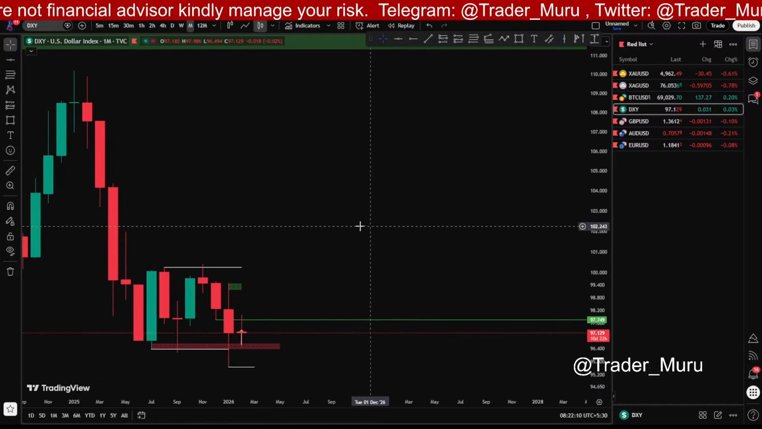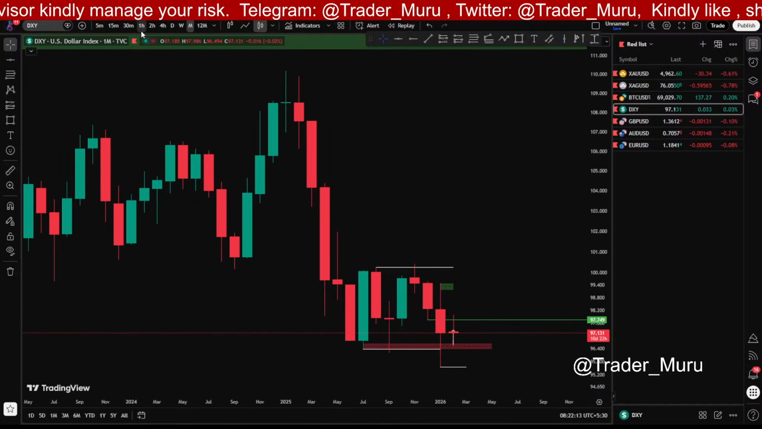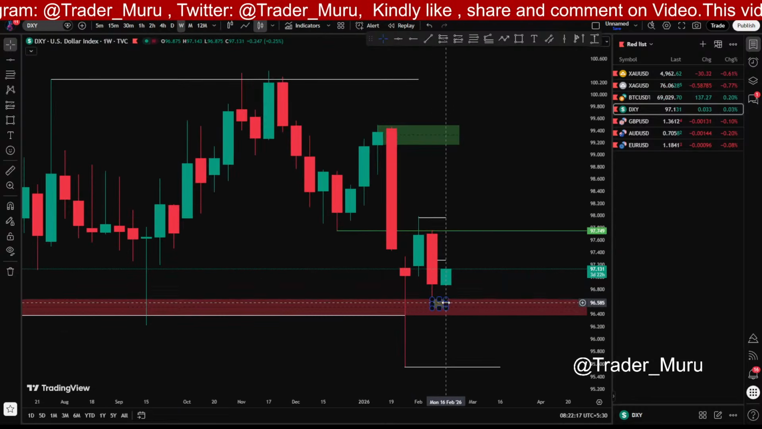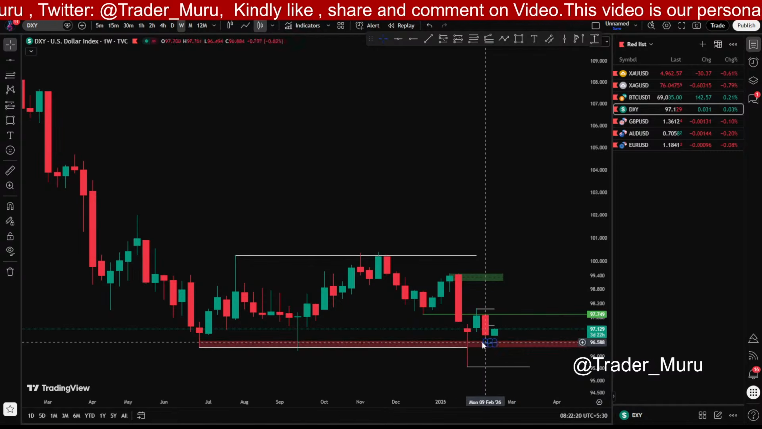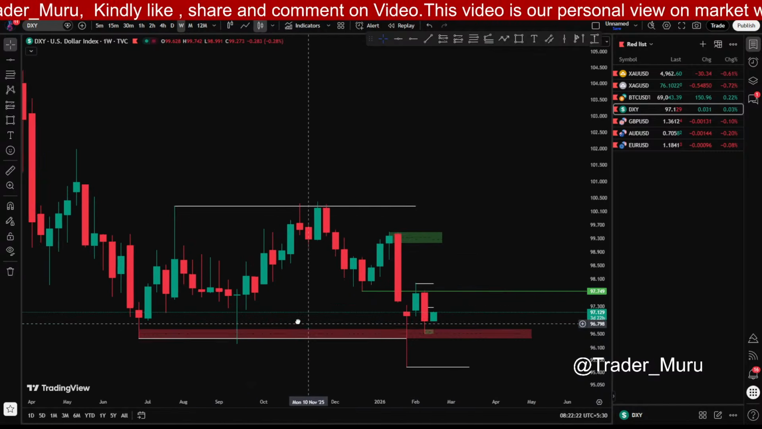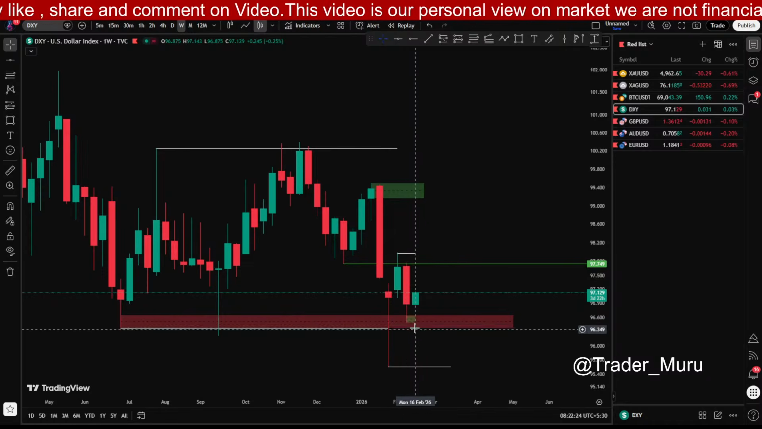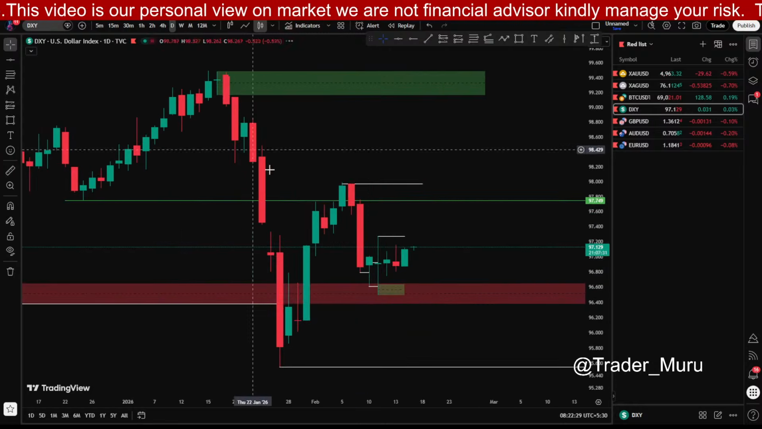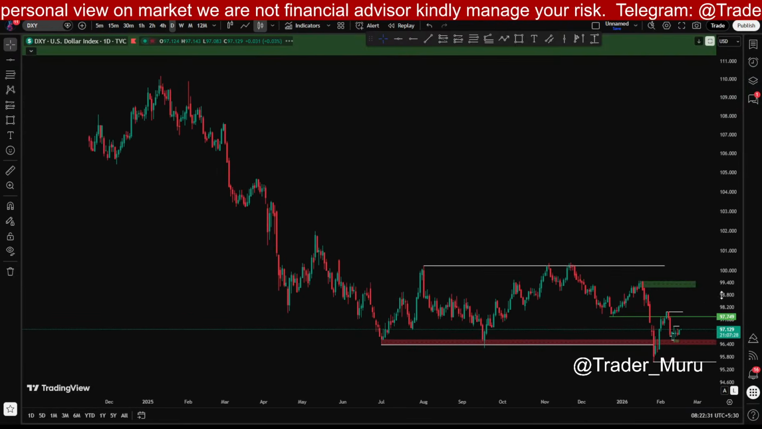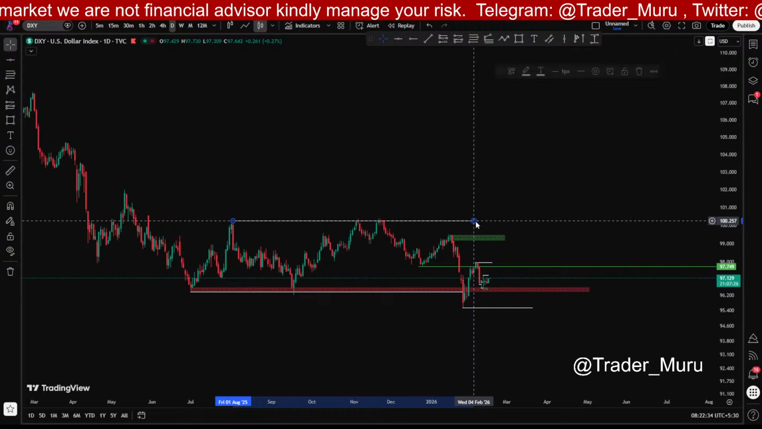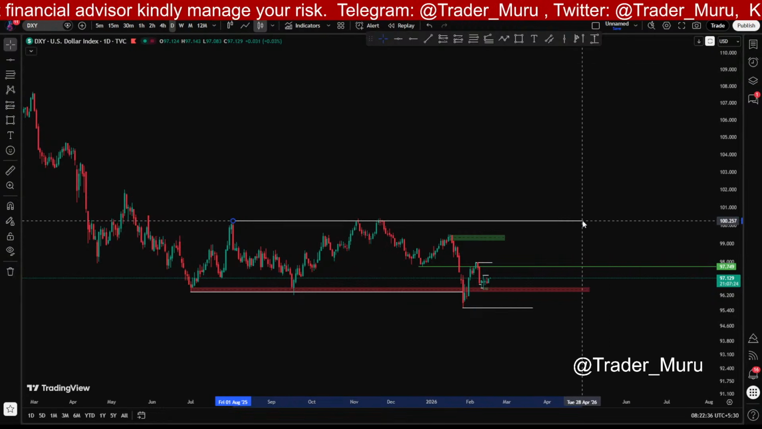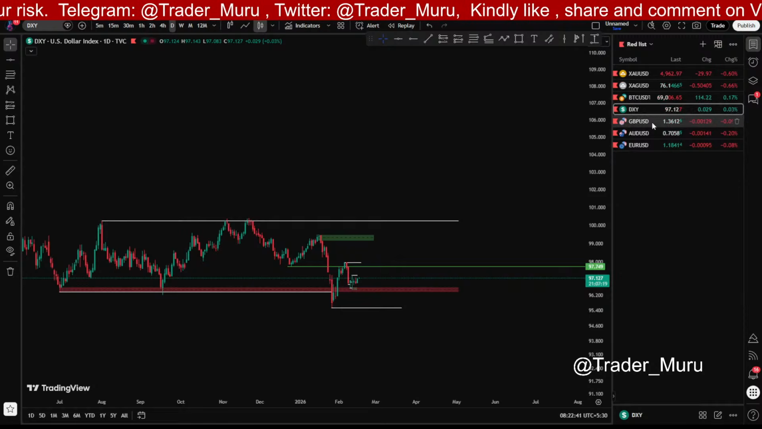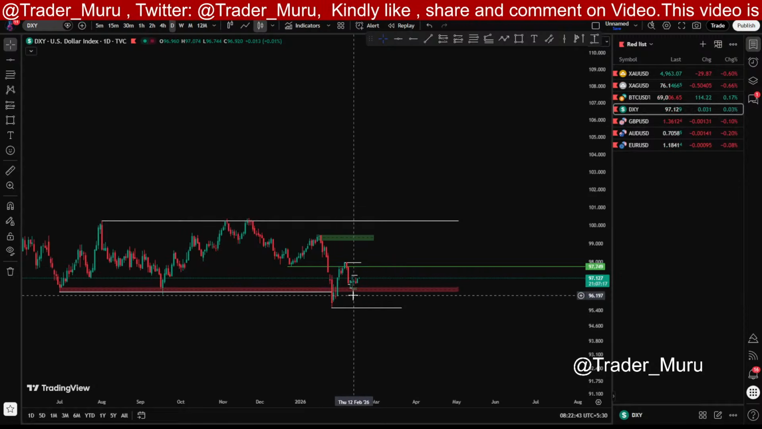DXY is still below this resistance, and it is trying to hold this red zone here. It was previously a nice support. We have a sweep, price is retesting it. Once we have flipped this area of 97 in the weekly and daily time frame, we will see a pump towards these highs again. So this is still bullish.